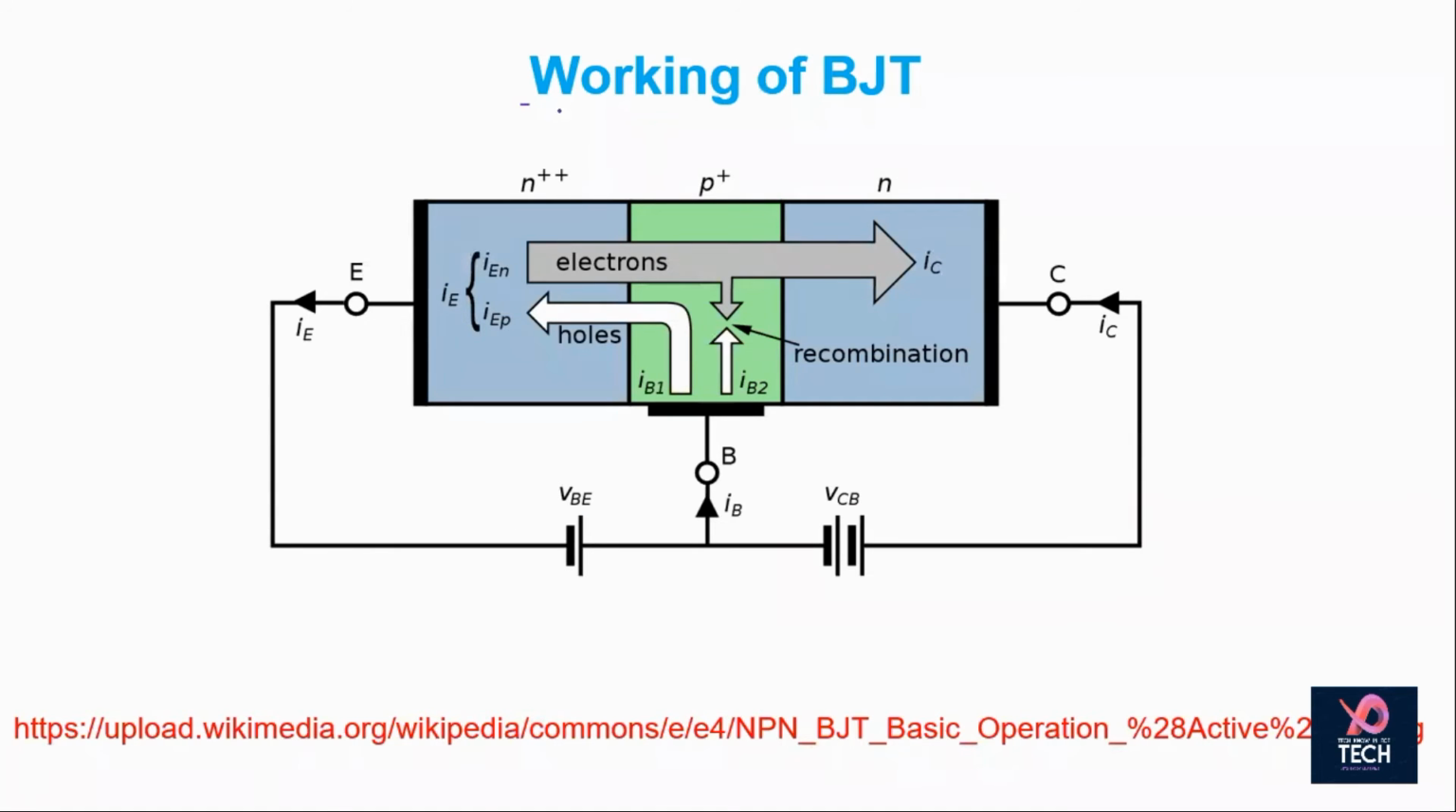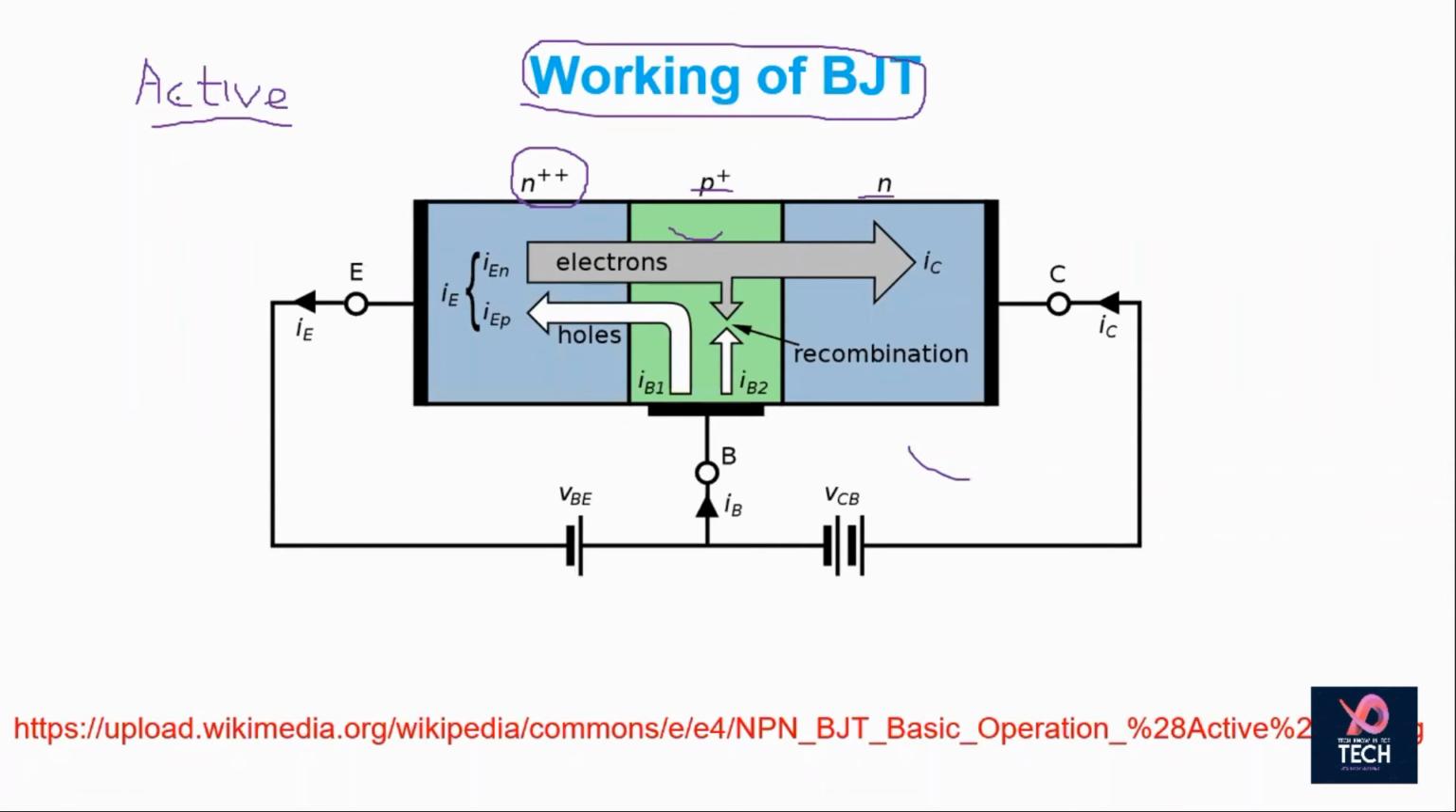Now we will work on how a BJT works. First I will discuss the active mode. In active mode, what is the configuration? You can see this is your active mode, and this is an NPN transistor. Here you can clearly see that we have doped it heavily: N plus plus means 10 raised to the power 22. This is P plus and this is N. So this is heavily doped as compared to this, and this is lightly doped as compared to this.